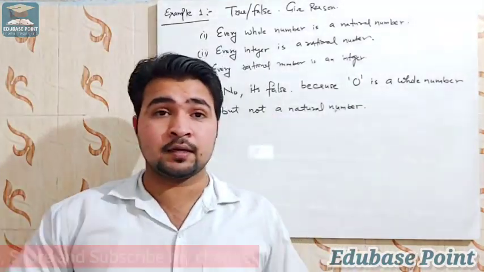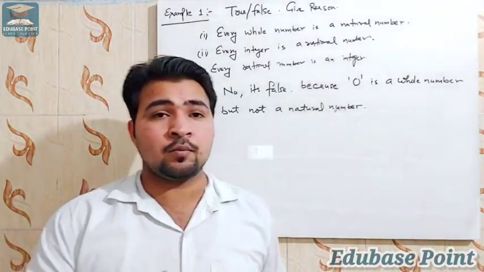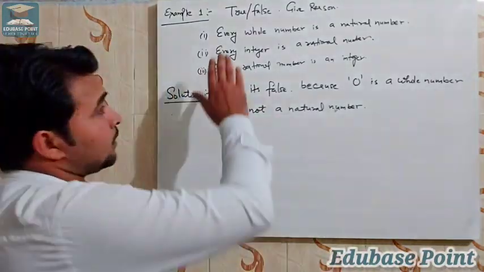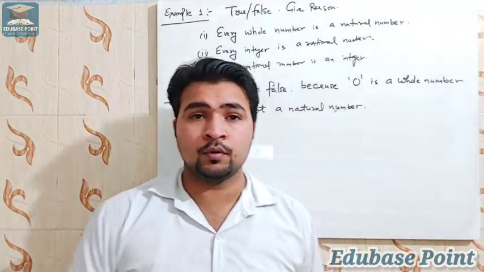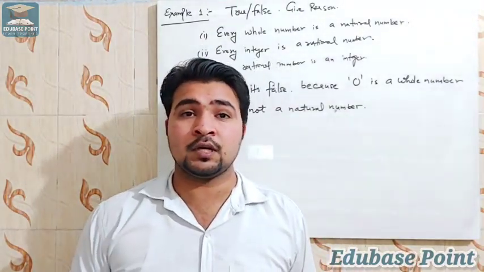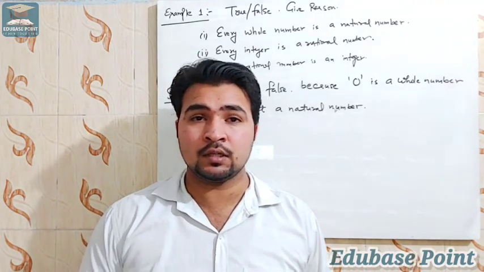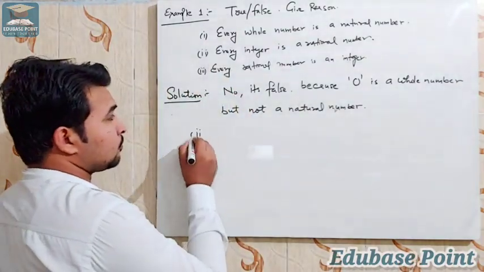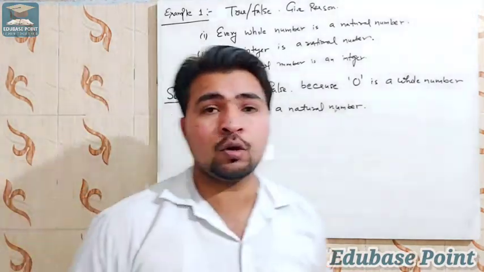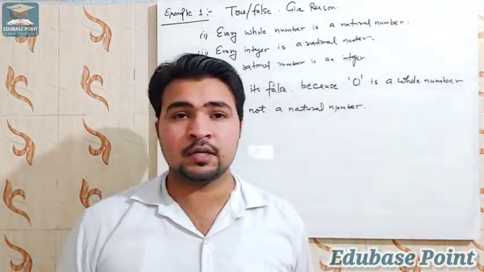But if we take the statement the opposite way, every natural number is a whole number, then the statement is true, because every natural number is a whole number. Second question: every integer is a whole number. Yes, this statement is true.